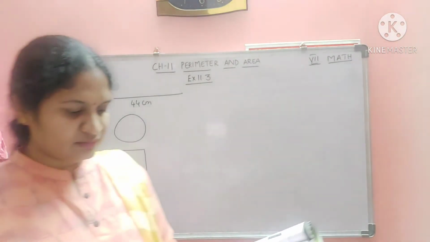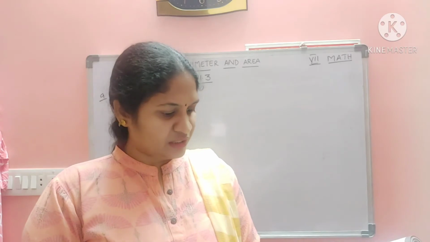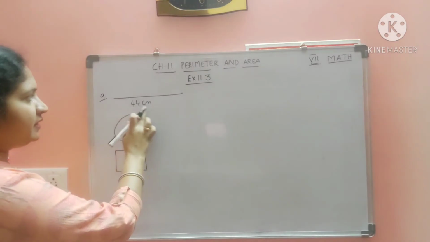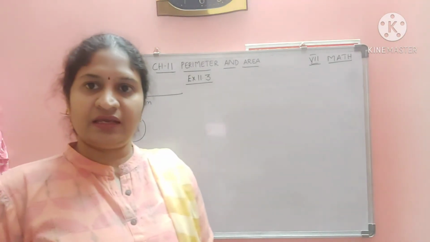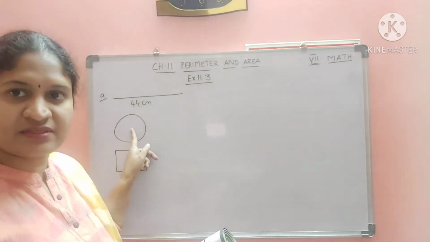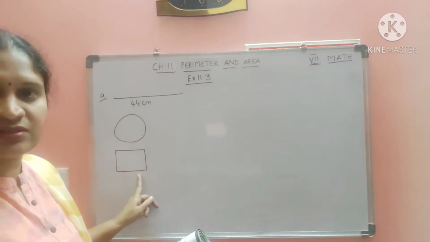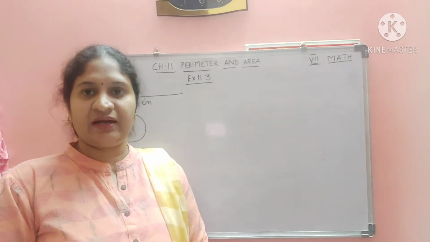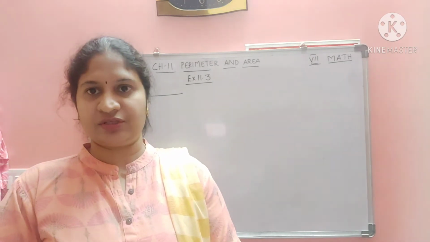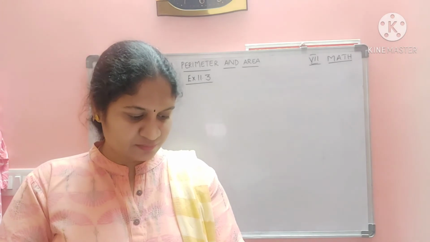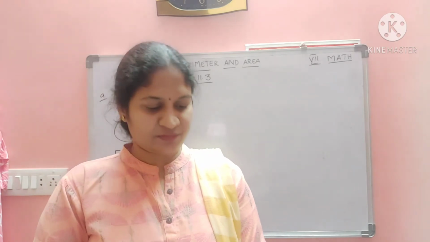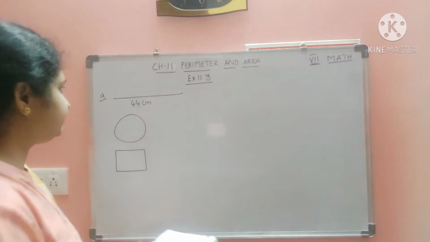Okay. See, children, in the shape of a circle and also the shape of a square, the length of the wire they have given is 44 centimeters. Here I need to find the radius of the circle and also the area of the circle. Then the side of the square and also the area of the square. And at last we have to compare both the areas and conclude the solution. They asked you to check which area encloses more, either the square or the circle. Right? Let us start doing this problem.